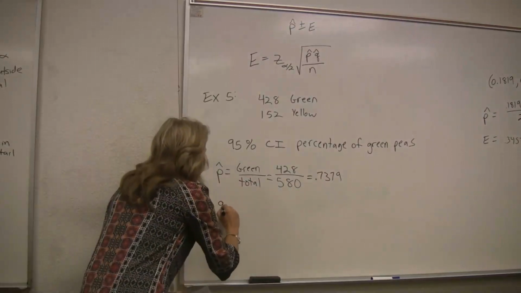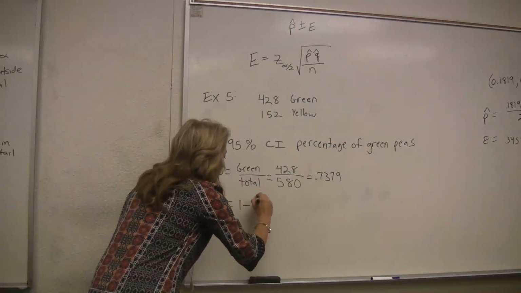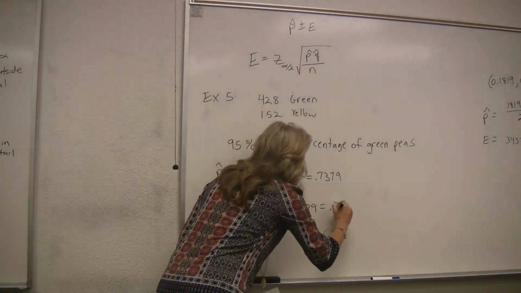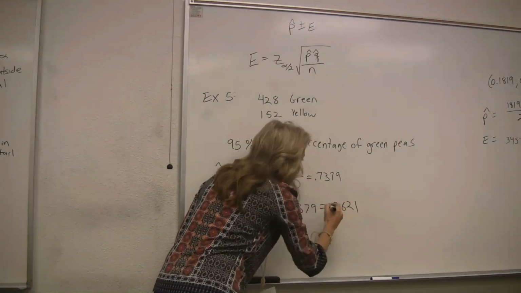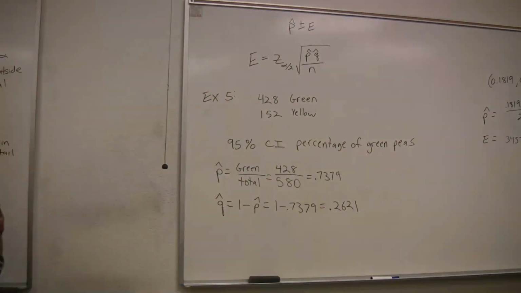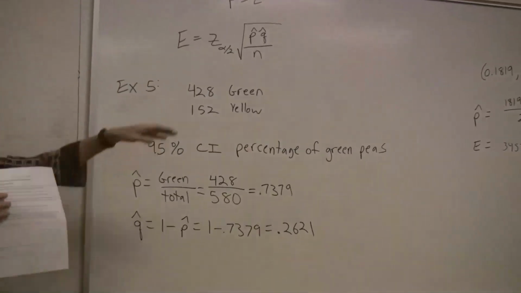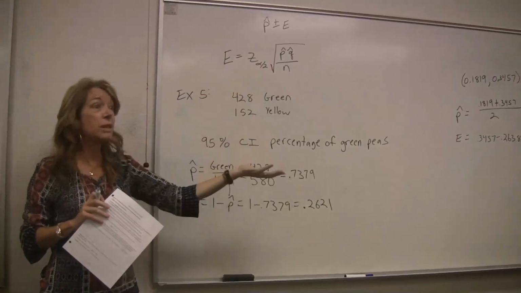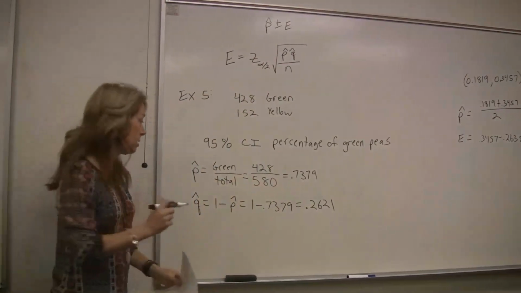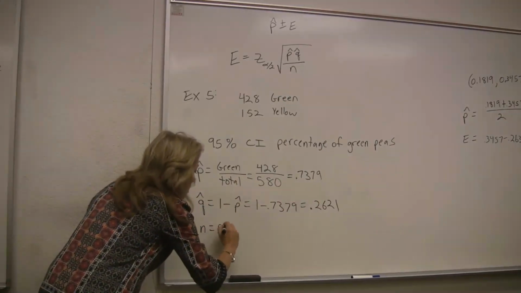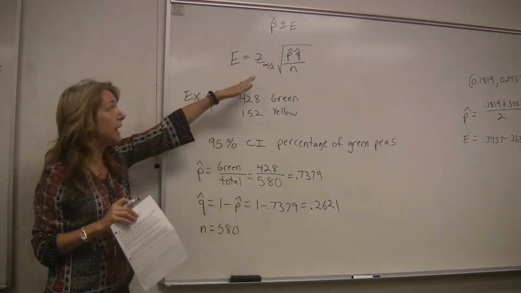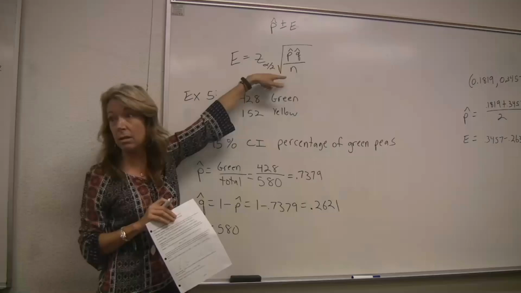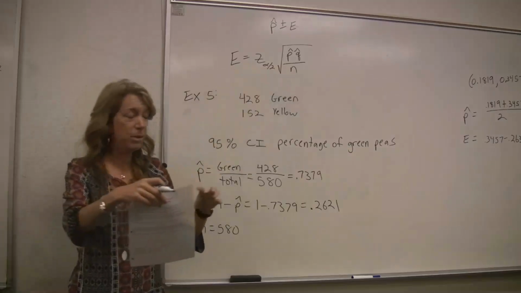So we can find q hat: 1 minus 0.7379 is 0.2621. So I have p hat, I have q hat. Do I have n? What's n? 580, your total sample size. We were looking at 580 peas. So we have n. I have everything except for my critical value now. I have p hat, q hat, n. I need my critical value, which is why I put the little picture there for you.